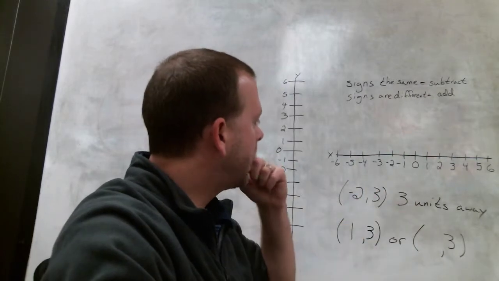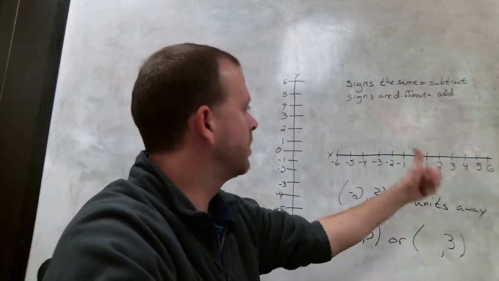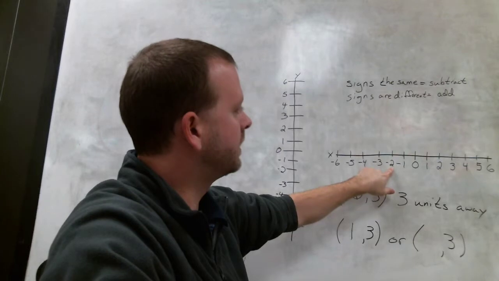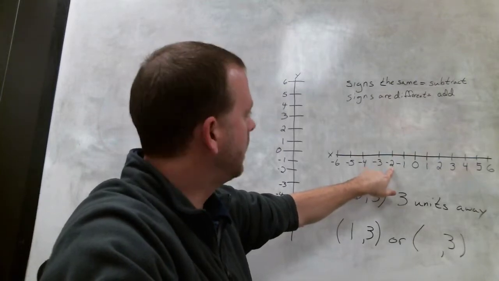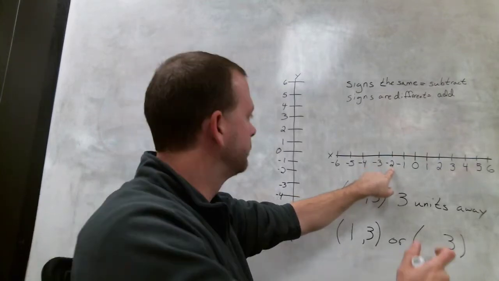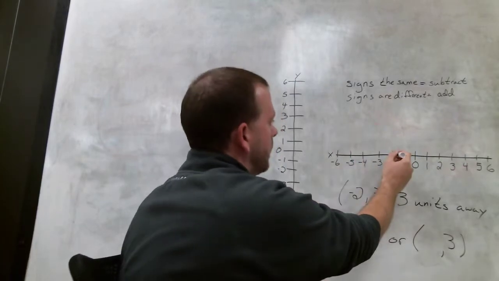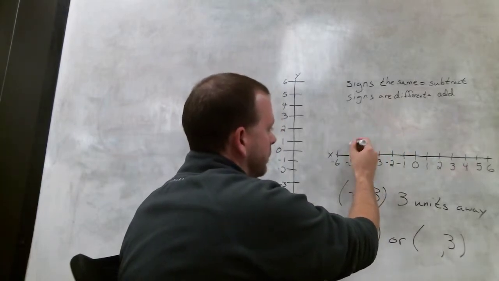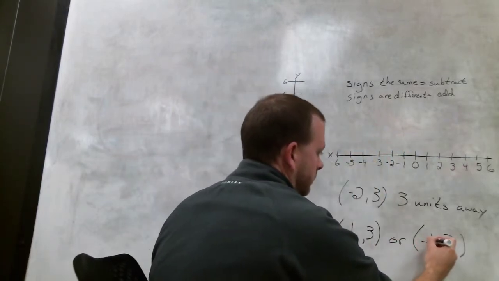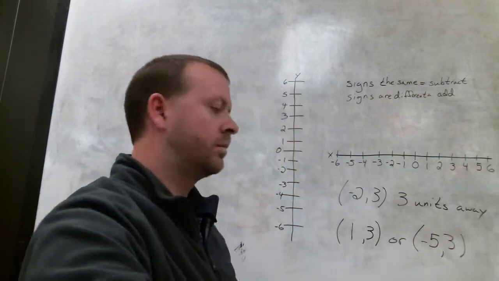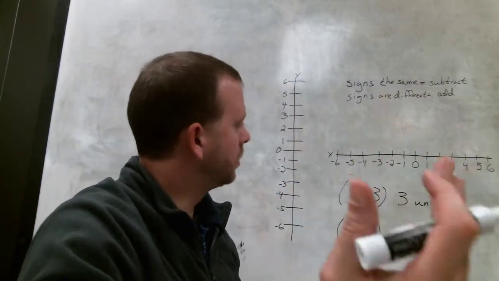But let's say I didn't want to go that way. I wanted to go this way. I'm starting at negative 2, and I'm going 3 units away. But I want to go this way. 1, 2, 3. There are our answers. Look at that.